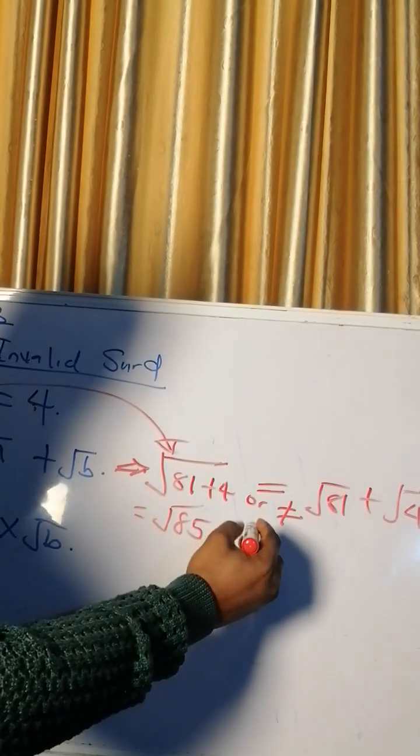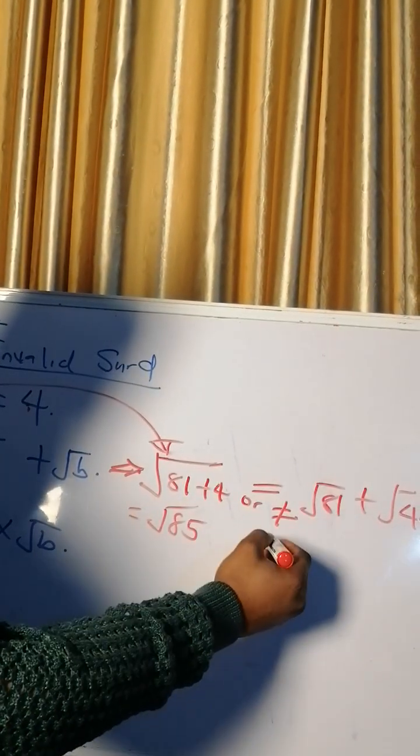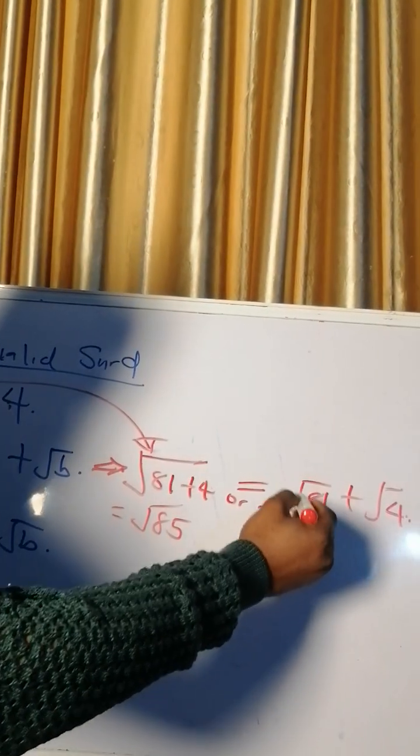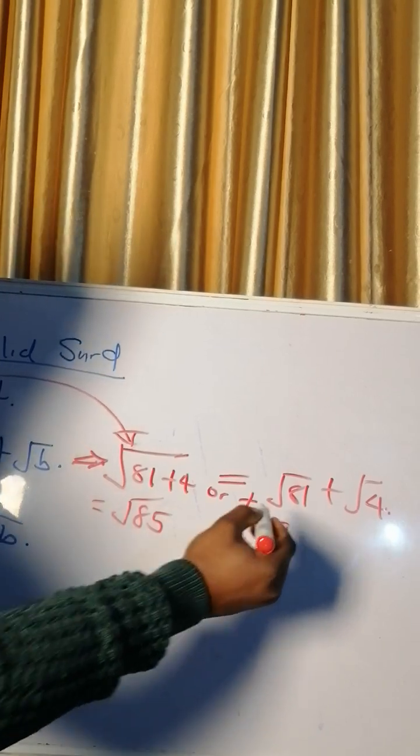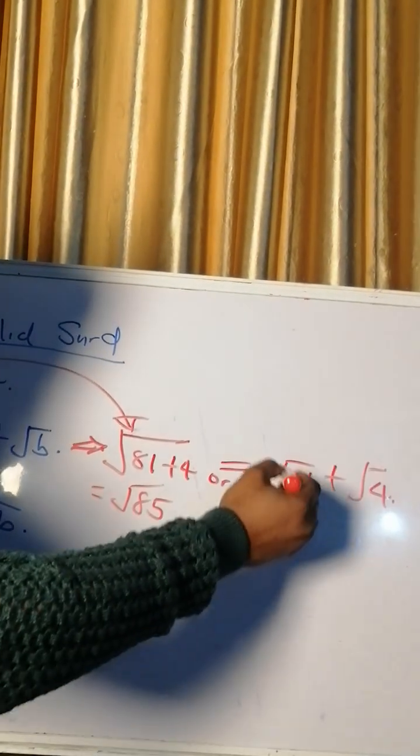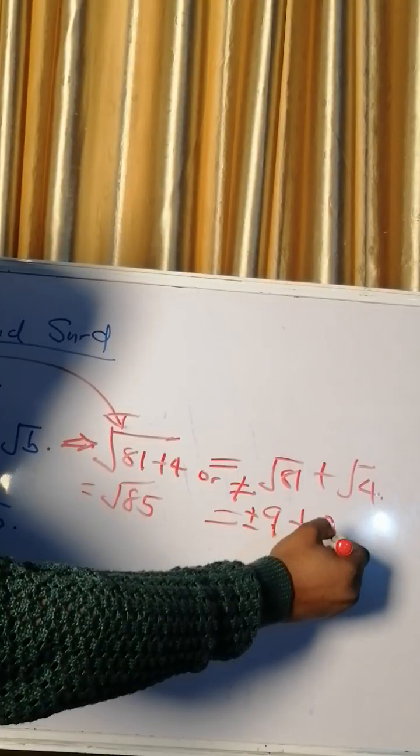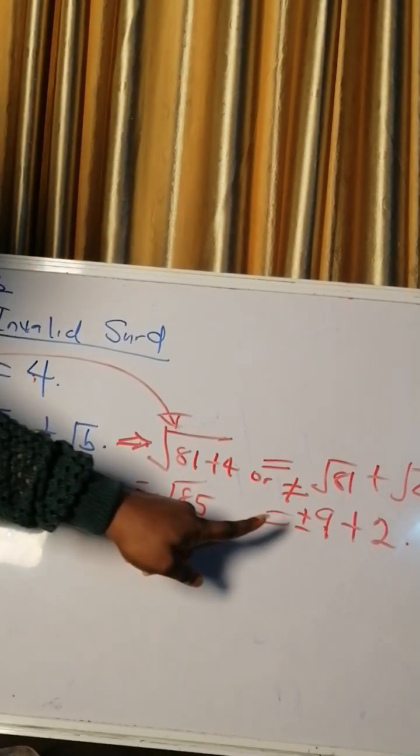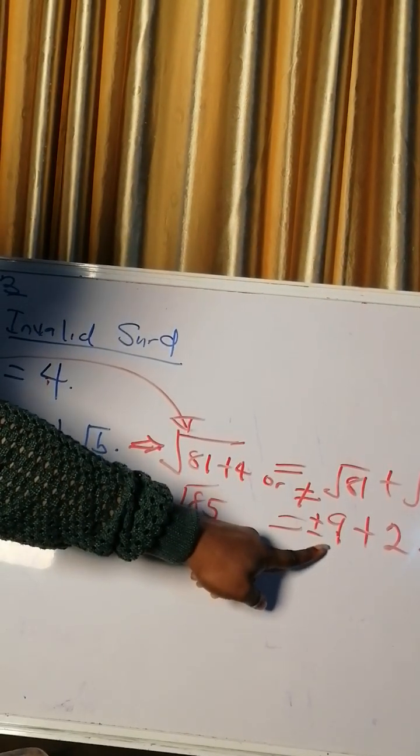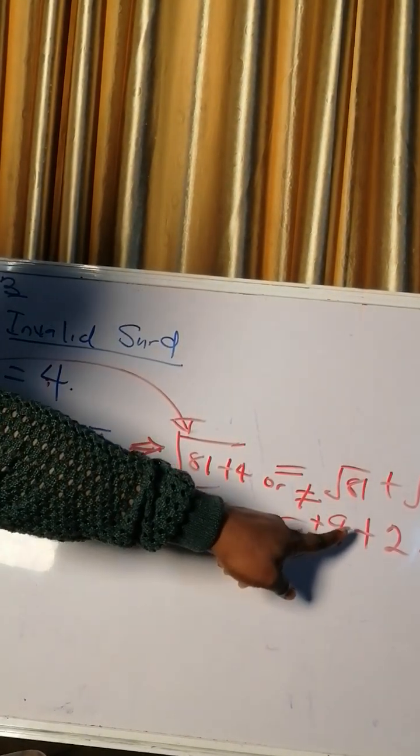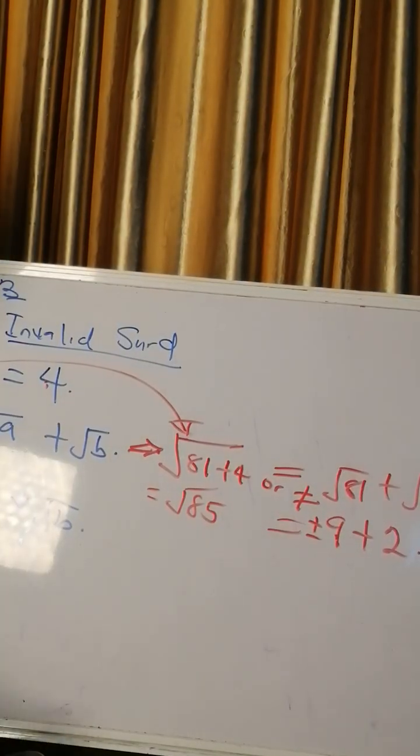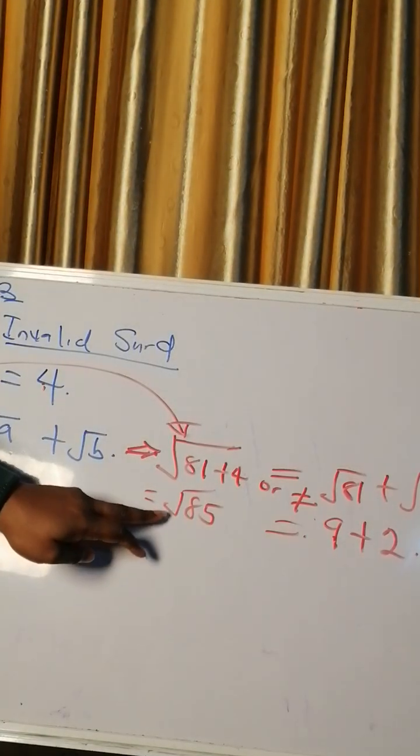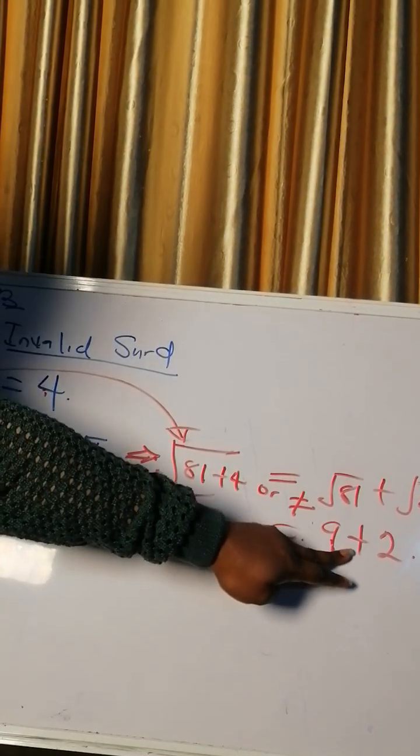Then from here, I can say equals to root 81. 9 times 9 is 81, so I can find the square root of this, which is 9. I can say plus or minus because of this square root sign. Plus, what is the square root of this? That's 2. So it means that root 85 is not the same thing as plus or minus 9 plus 2. So I can remove this so we don't complicate things here, which means that root 85 is not equal to this.